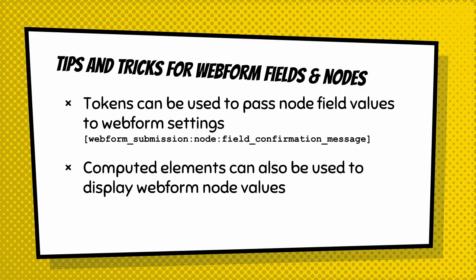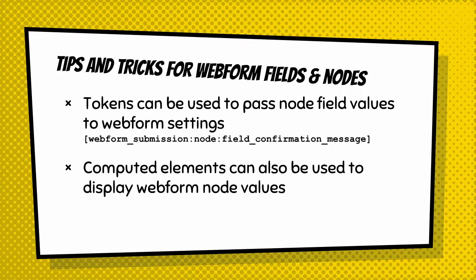And just some tips and tricks for web form fields and nodes: tokens are really useful, because you can pass node field values down to your web form using tokens. This token is an example where you might have a node where someone is creating that registration form, they've got their event, they're attaching that form, but they want to customize the confirmation message on the registration form when someone hits submit. You can add a field confirmation message to your event node, and then use a token to pass that data through to the web form.